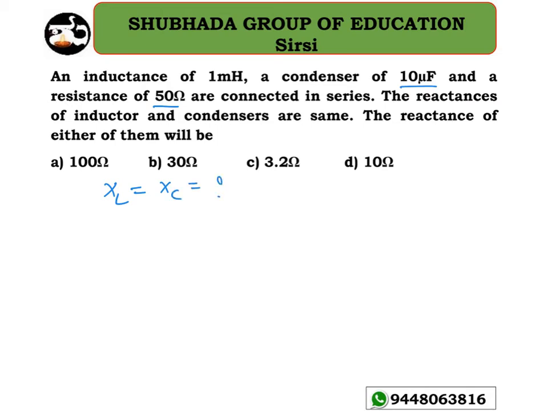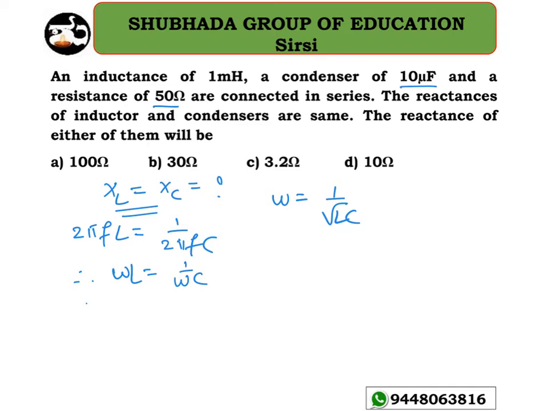So as you know that XL equal to XC, I can get the value of omega is equal to 1 divided by square root of LC here, because XL is 2 pi f into L, and this is nothing but 1 divided by 2 pi f into C here, correct? So this is the reason why omega L must be equal to 1 divided by omega C, or else omega equal to 1 divided by square root of LC here.